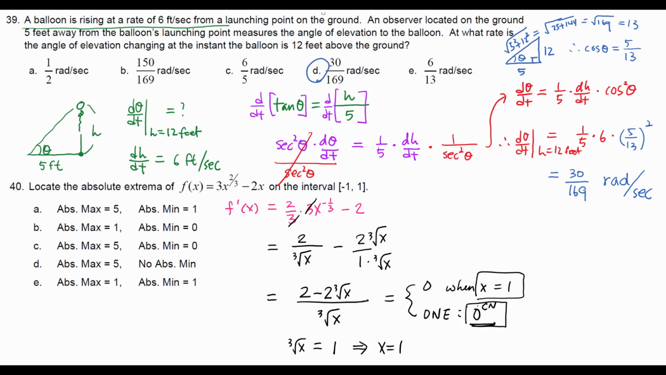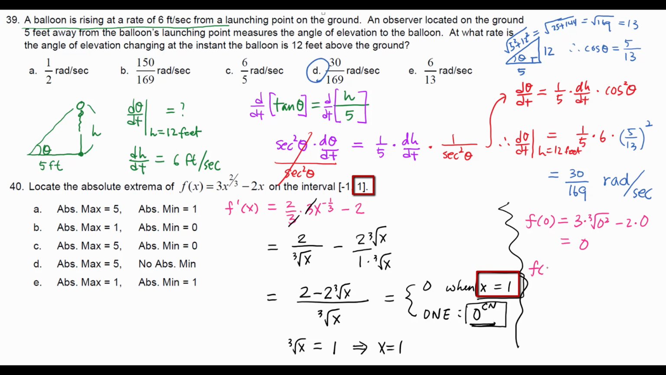So all I have to do now is find the three function values. So f(0) is equal to, you've got to plug it into the original function, 3 times the cube root of 0 squared minus 2 times 0, which is 0 times 3, which is 0, minus 0. So it is 0.